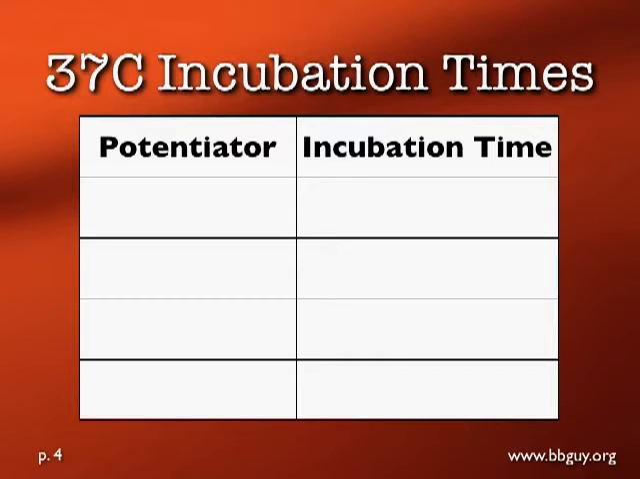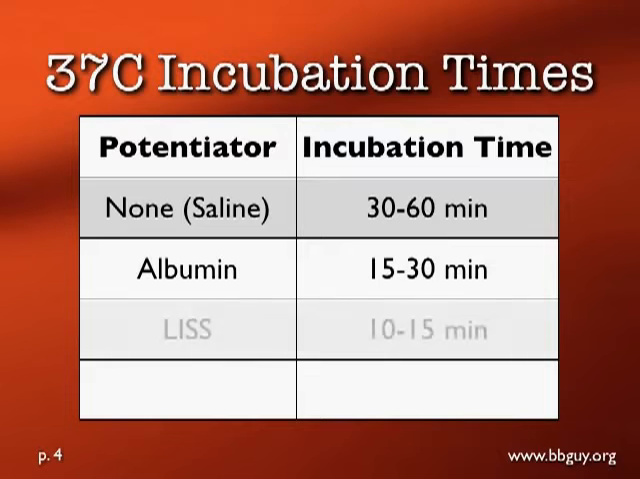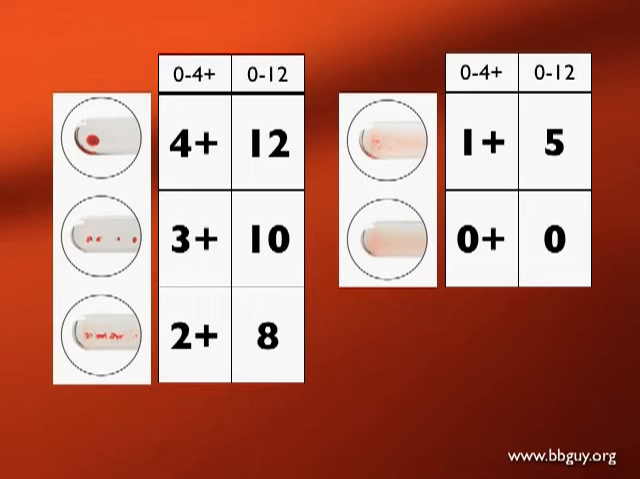So here's just a slide reviewing how we do this in terms of what potentiators lead to what incubation times at 37. If you just do saline, no potentiator at all, you have to incubate for 30 to 60 minutes. Well, most labs don't like to do that, so they do other stuff like albumin for 15 to 30 minutes, or more commonly, low ionic strength saline, or LIS, gives you a 10 to 15 minute incubation, much better, and the same thing, about 15 minutes or so, with PEG. That's kind of an important slide to know, so be aware of those differences in incubation times.